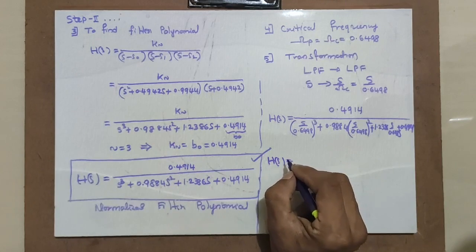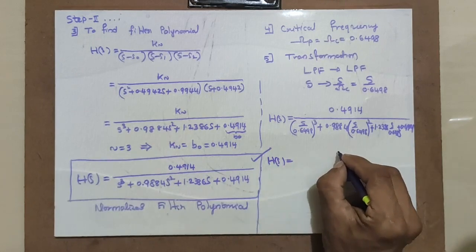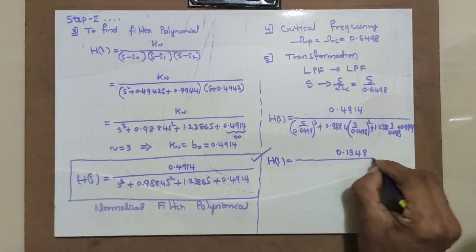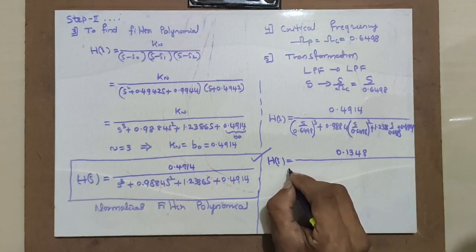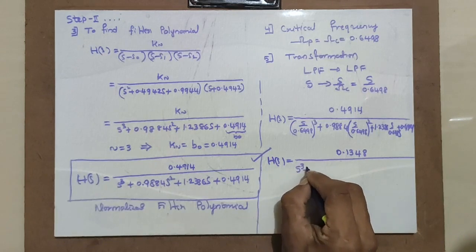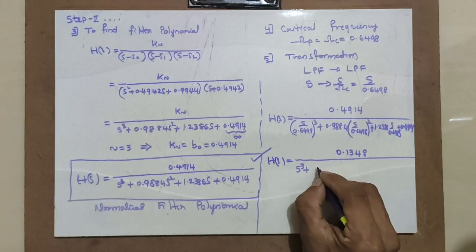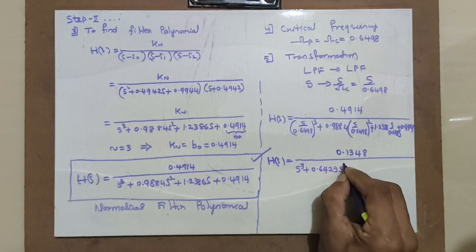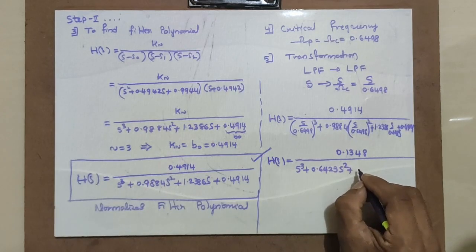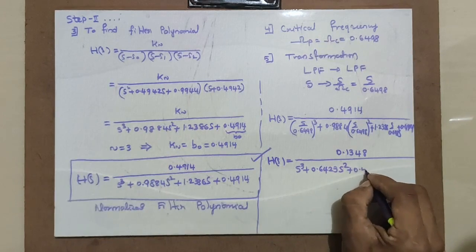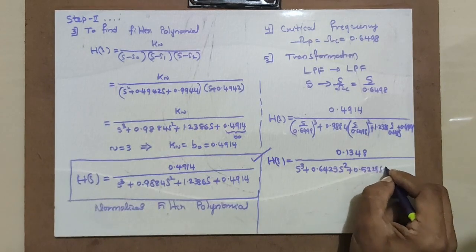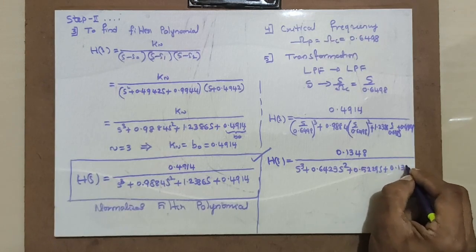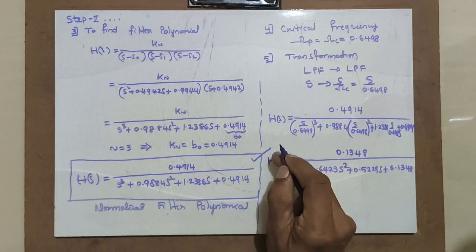If you solve this, you will get 0.1348 whole divided by s cube plus 0.6423 s square plus 0.5229 s plus 0.1348. I got all the steps.